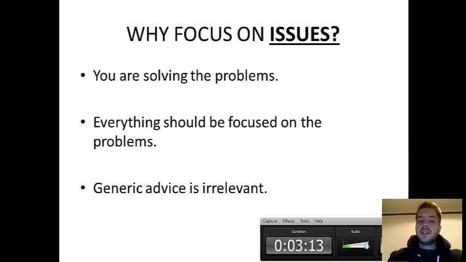This is important for 2 reasons. Firstly, everything that you do in your problem question should focus on the problems. That's why it's called a problem question. It's not called a what do you know or tell me everything you know about judicial review question. It's specifically targeted at the particular problems within that question. The better you are at targeting your answer to the things in the question, the higher grade you're likely to receive.